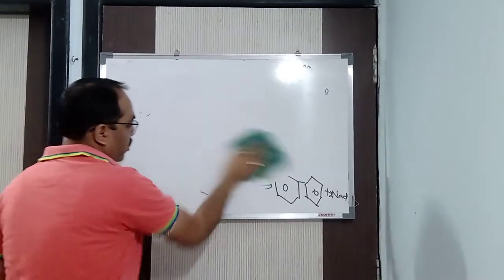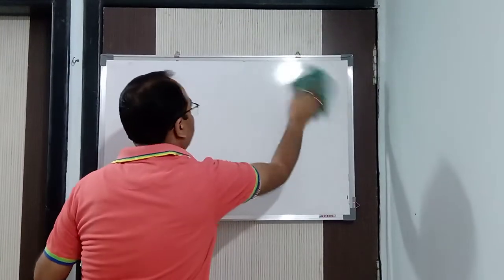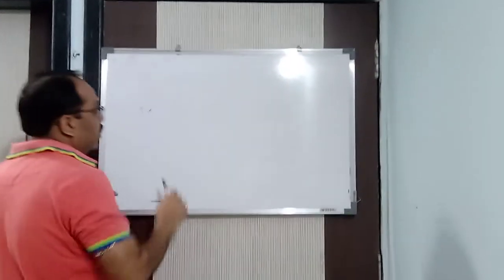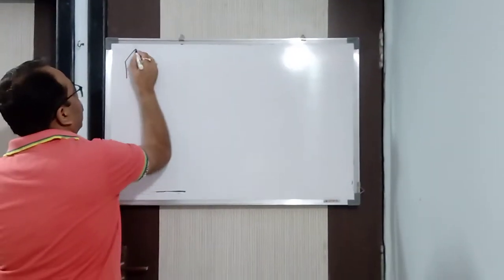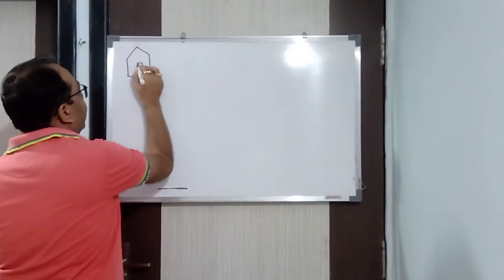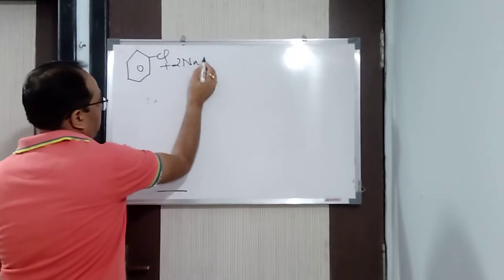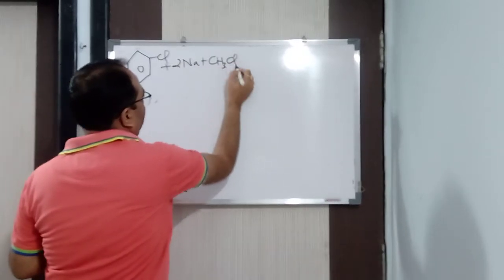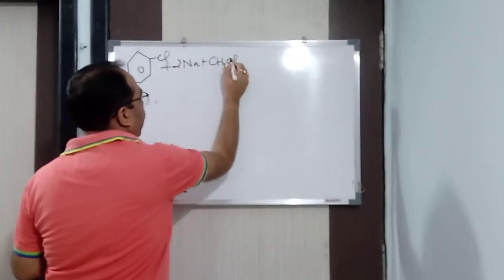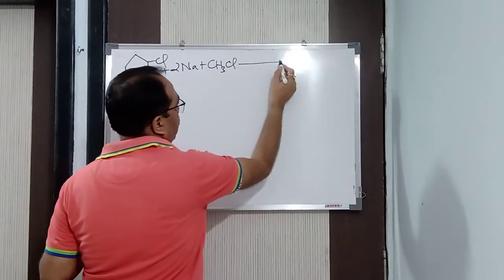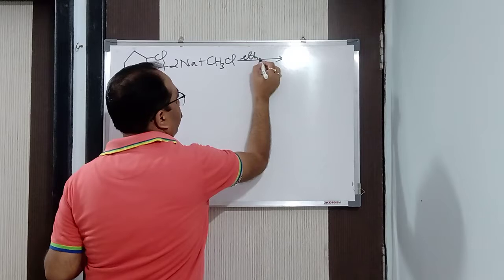Wurtz-Fittig reaction. You have seen the Wurtz reaction in class 12, and in this chapter you have studied it, in 11 also. Here it is the Wurtz-Fittig reaction. Same thing: chlorobenzene plus 2Na plus any alkyl halide, CH3Cl or C2H5Cl or C3H7Cl, anything, in presence of ether.